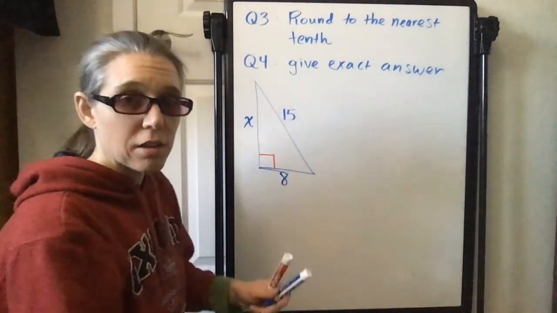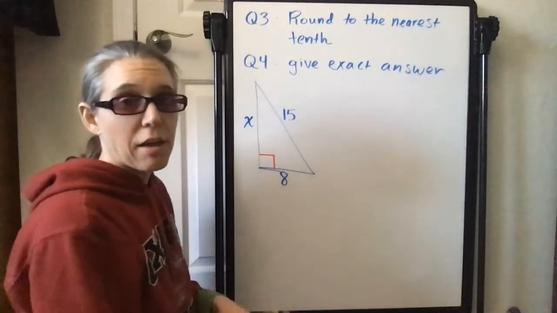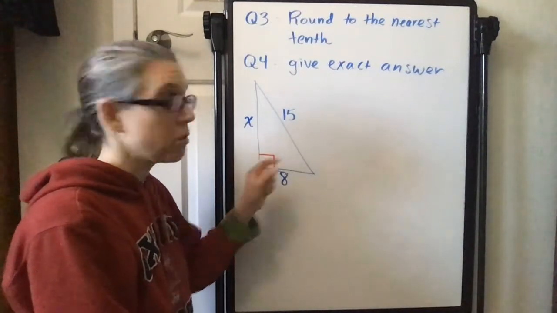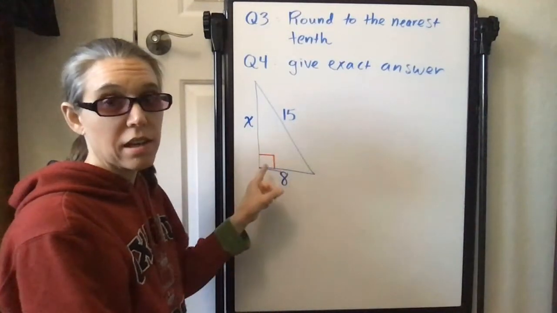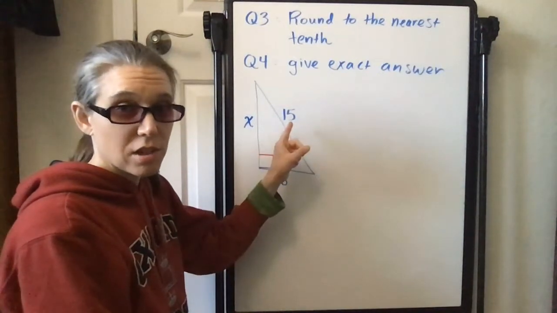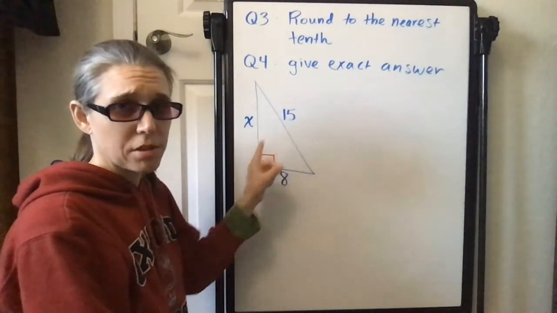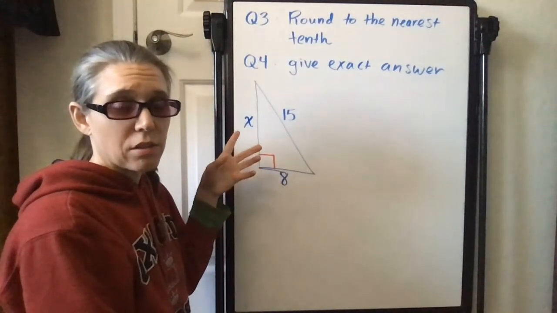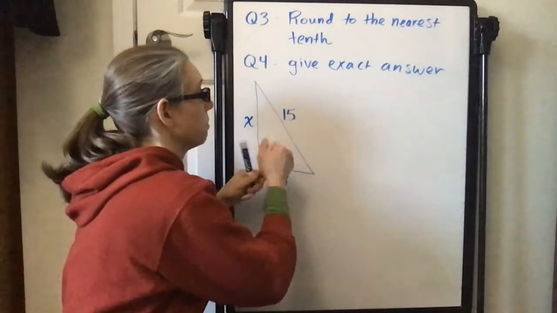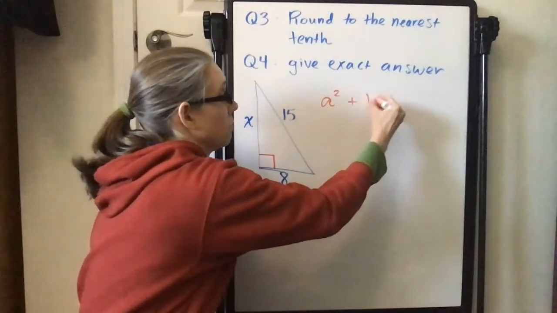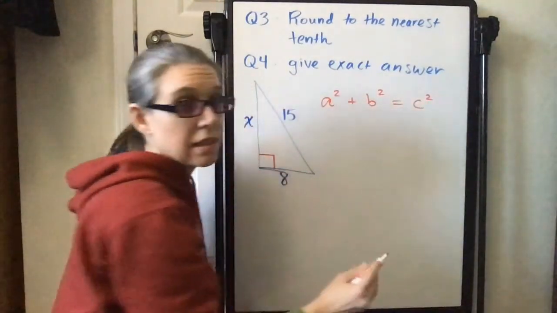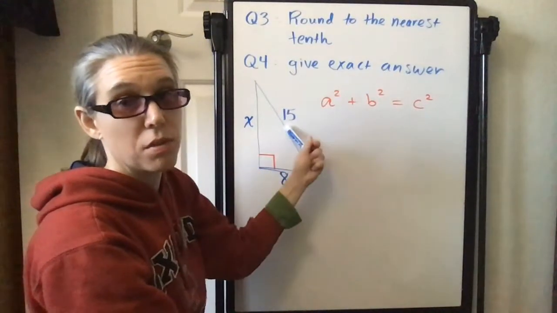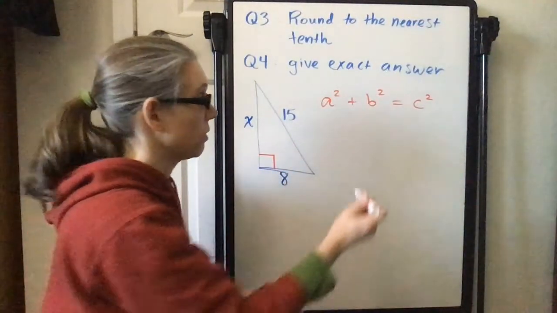So here we have the Pythagorean theorem again, because it's a right triangle, and we want to pay attention to which side is the hypotenuse. The hypotenuse is always opposite the right angle. The hypotenuse is the longest side of the triangle, and it is always opposite the right angle. When you are plugging in a and b, a squared plus b squared is equal to c squared, it's imperative that we replace c with 15 because 15 is the hypotenuse.